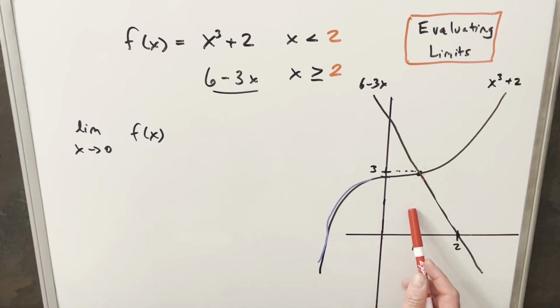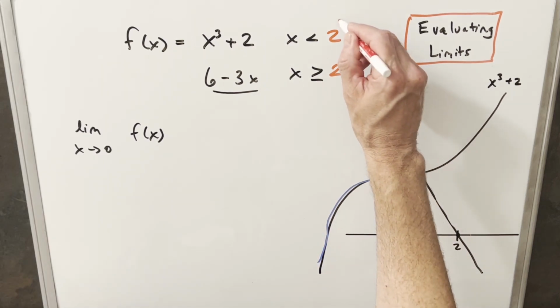Okay, so next we're using the same graph, and we've got the same line and the same curve here, but I did make a subtle change here.